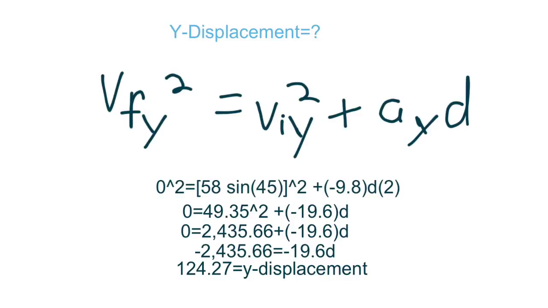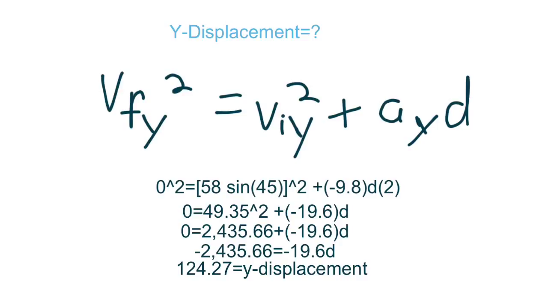We have final velocity y squared equals initial velocity y squared plus acceleration of y times d. Since we already found the final velocity in the y direction, which was 0, you plug that in. You plug in all the other variables, and you have the equation written: 0 squared equals 58.3 times the sine of 45, squared, plus negative 9.8 times d times 2. All of you are probably wondering why the 2 is there. That's because we're halfway through the marking point, so since it's half, you have to multiply by 2 since they're directly proportional.